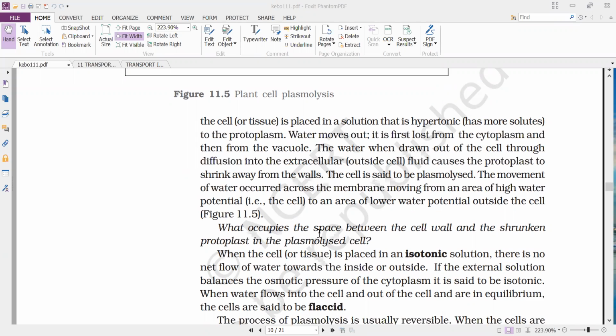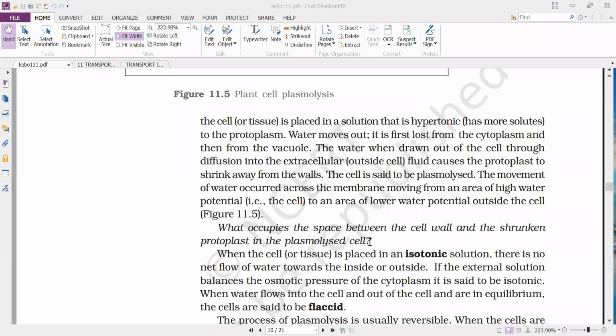What occupies the space between the cell wall and the shrunken protoplasm in the plasmolyzed cell? It is not having any material. It is filled with water, because the cell wall is permeable to all the substances. Here it is not involved in osmosis. So the space between the cell wall and the plasma membrane is filled with the external solution only.